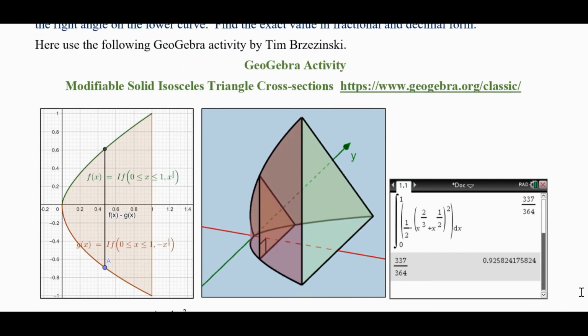Okay, welcome back, this is what things look like here. The top curve is x to the 2/3 from 0 to 1. That's the green part here at the top. The bottom curve is negative x to the 1/2. Down here is where we're going to have the right angle. And so the triangle is going to be, this is the base of the triangle.